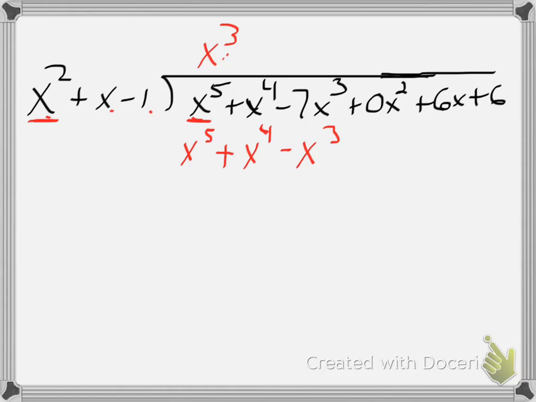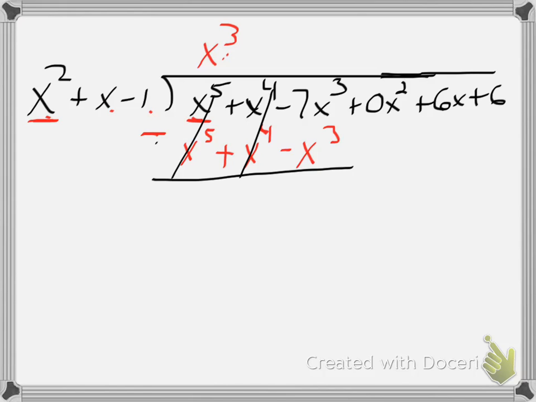Now I want to subtract, and with long division we always subtract. So when I subtract x to the fifth minus x to the fifth, they cancel out. X to the fourth minus x to the fourth, this one also cancels out. Now I have negative 7x to the third minus a negative x to the third. One thing with long division is you want to keep track of your negatives. They're easy to mix up.